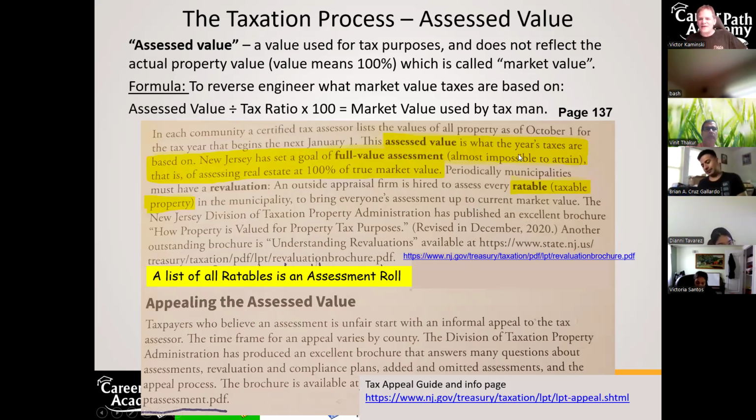So the assessed value is what the year's taxes are based on. And New Jersey has a set goal of full value assessment. Almost impossible to attain. Why? Because they can't get an appraiser into your house every year. When's the last time anybody here had the city send an appraiser to your house? I'm not talking about when you bought a house. I'm talking about when's the last time the city, not your lender, sent an appraiser to your house?